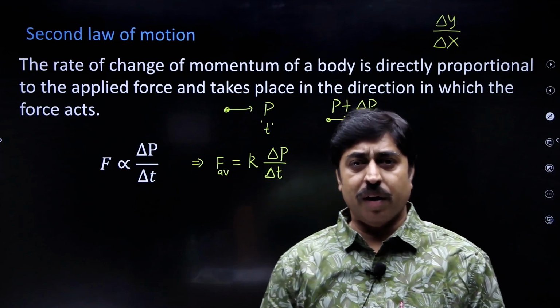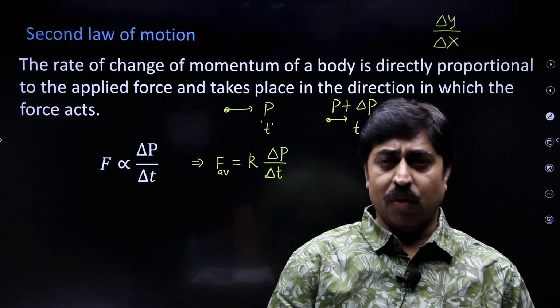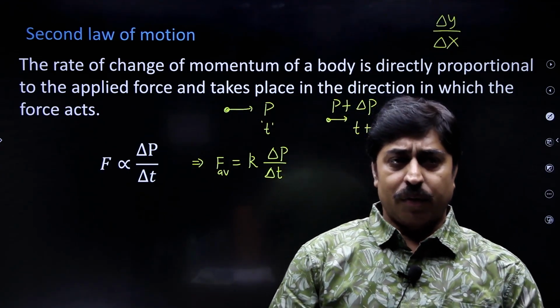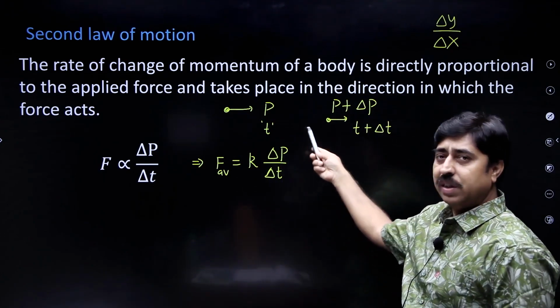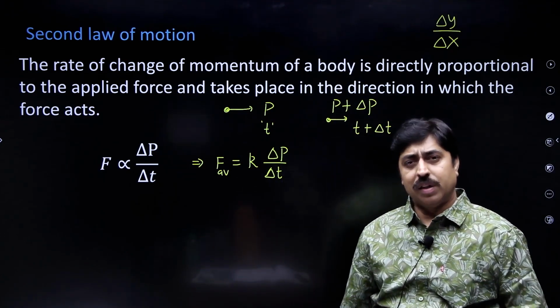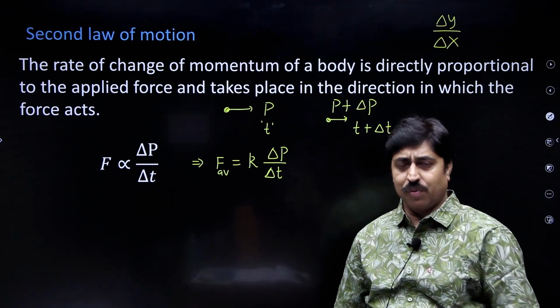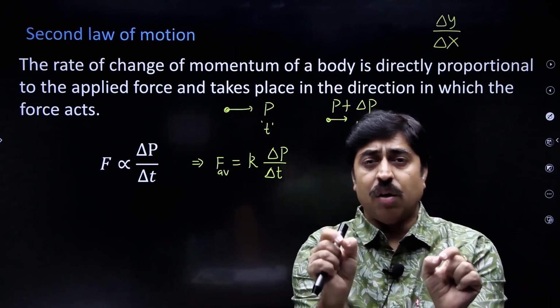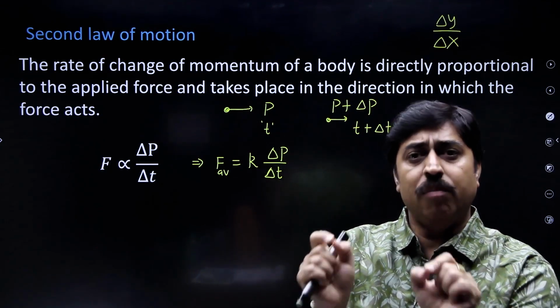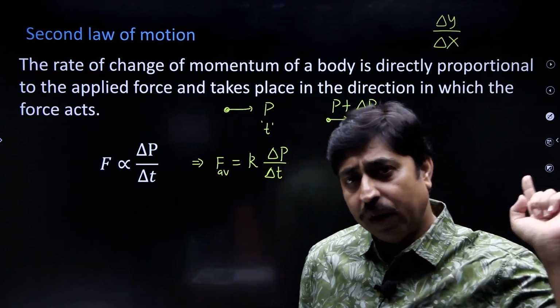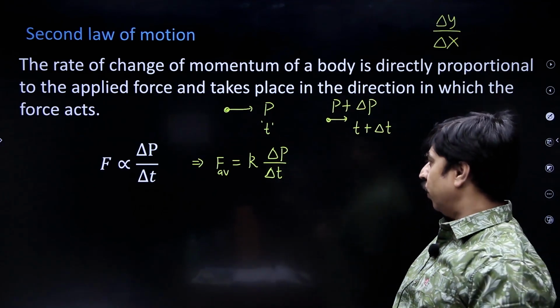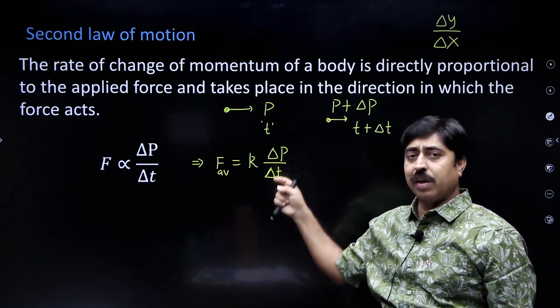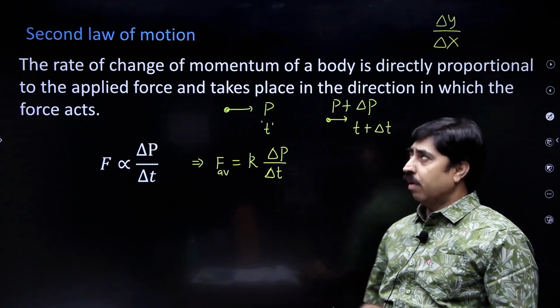Because rate of change of momentum may not remain constant over a long period of time, this kind of calculation, change in momentum divided by time, gives you the average force. If you want instantaneous force, the rate of change of momentum with respect to time at a particular instant, then what should we do? We should make this time interval extremely small.